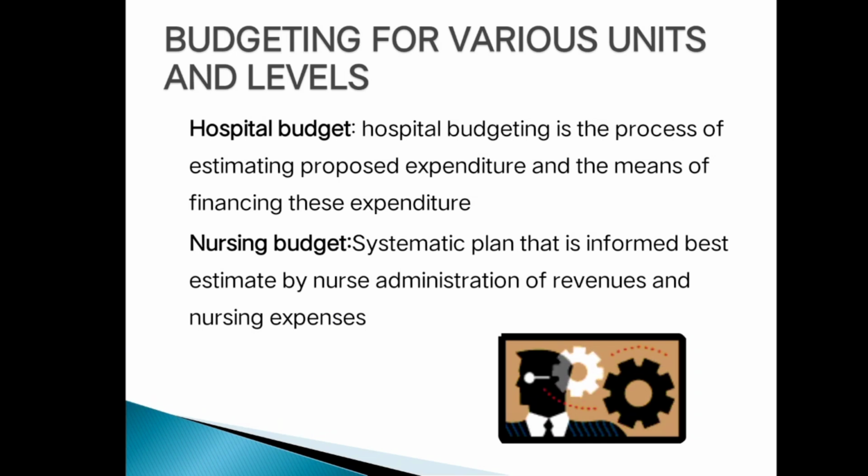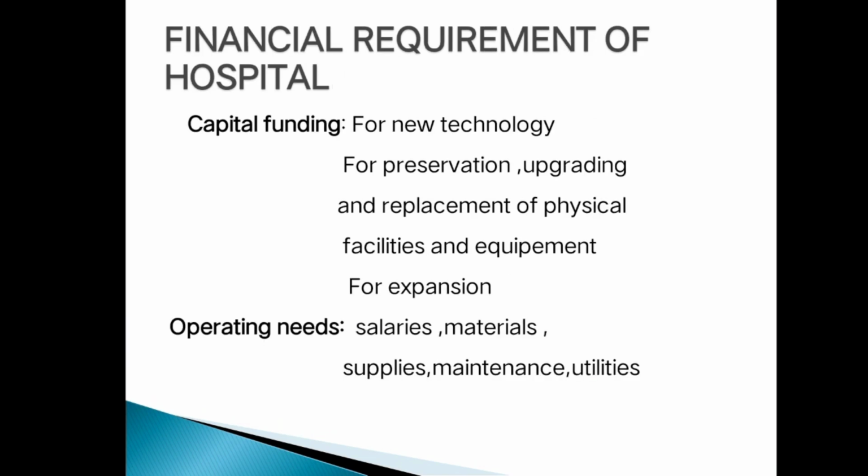That is the budgeting for the various units and levels. First one is hospital budget, and next, from the hospital budget we will be segregating the budget for the nursing personnel for the improvement in the professional goals. For each and every year we will be improving our budgeting process. So the nurse administrator only will decide in what ways we are going to do the expense on the nursing personnel. Next is financial requirement of hospital.